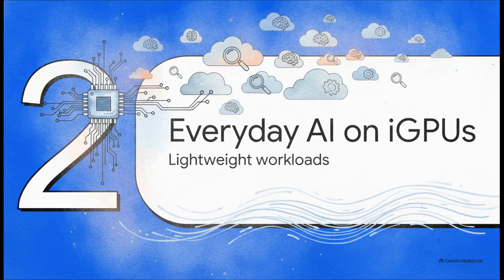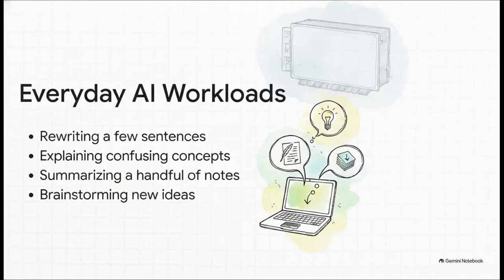And that unexpected reality leads us seamlessly into Section 2, where a really surprising piece of hardware steps up: everyday AI on iGPUs. Think about what we actually use AI for on a daily basis. Rewriting a couple of awkward sentences, asking it to explain a confusing concept, summarizing a few meeting notes, or just brainstorming ideas. When you look at the technical scale of those tasks, the context window is incredibly small. You're not feeding the model a massive novel, right? You're feeding it a paragraph.